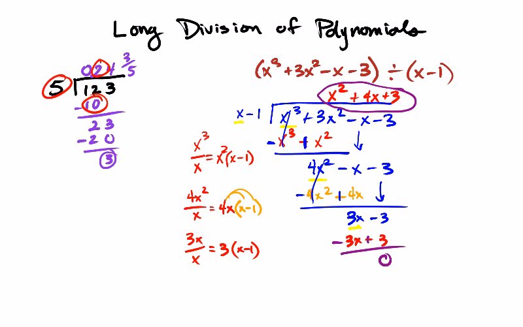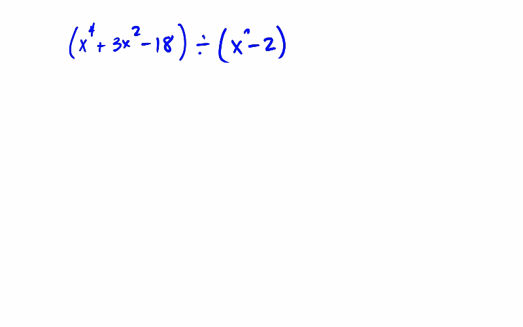Alright, let's take a look at one more where you might have to supply a 0. So let's look at x to the 4th plus 3x squared minus 18 divided by x minus 2. Let's do that by long division, okay? Actually, let's make it more exciting. Let's do x squared minus 2. Alright, gonna get crazy. So you have your long division box, and you have x squared minus 2.